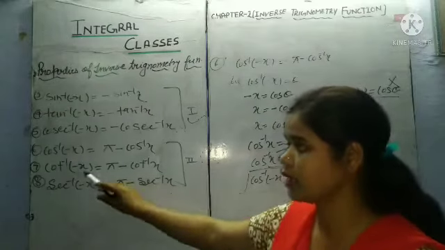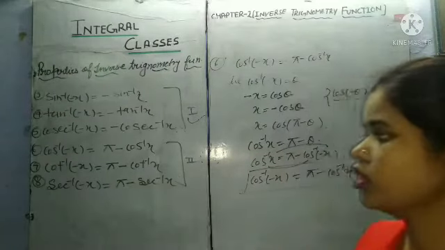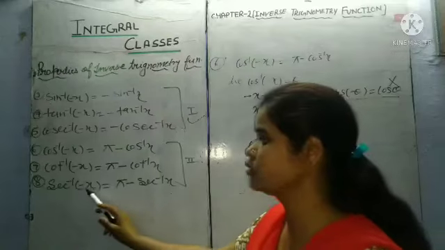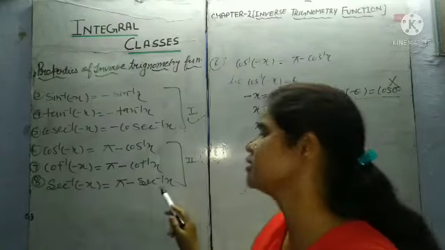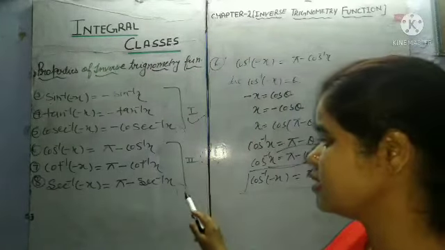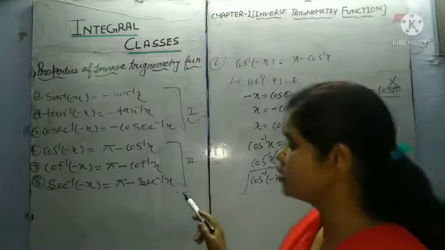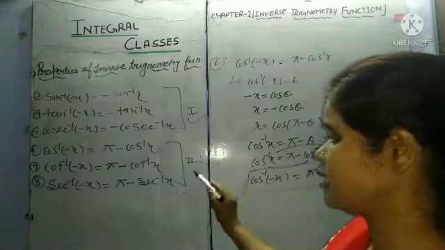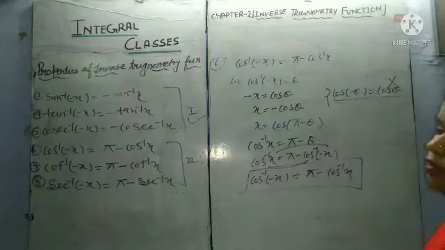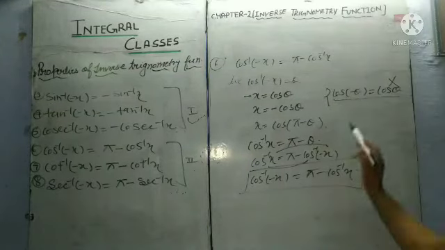Cot inverse minus x is equal to pi minus cot inverse x, and sec inverse minus x is equal to pi minus sec inverse x. These last three are similar, so we will put them in a second group. So students, we can solve this property like this by an easy method.